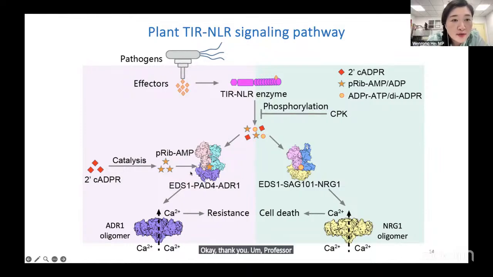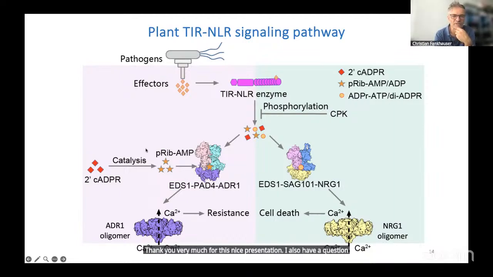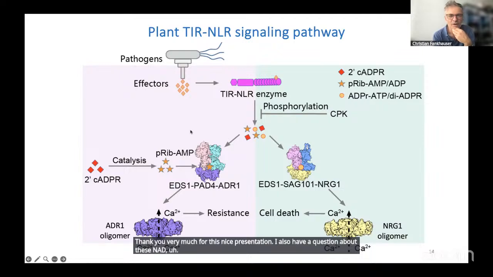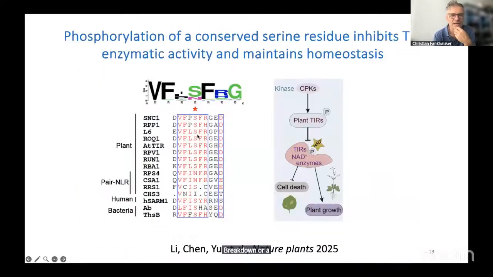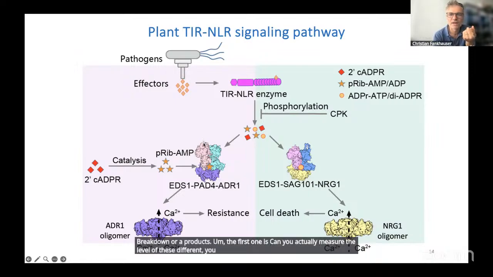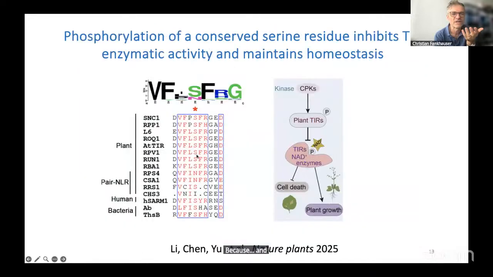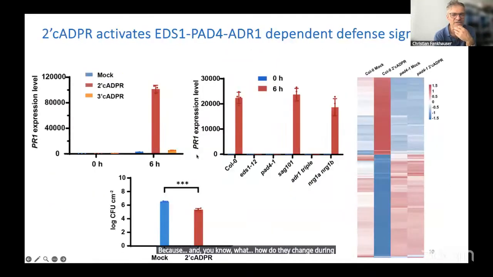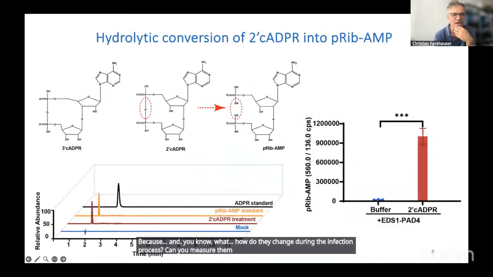Professor Fankhauser, please. Thank you very much for this nice presentation. I also have a question about these NAD breakdown products. The first one is, can you actually measure the level of these different molecules, 2' CADPR, 3' CADPR, and PRIB? How do they change during the infection process? Can you measure them in the plant?